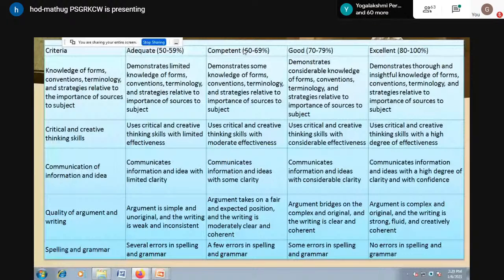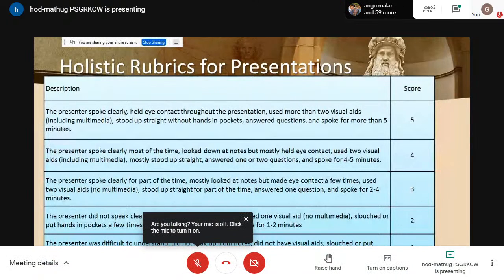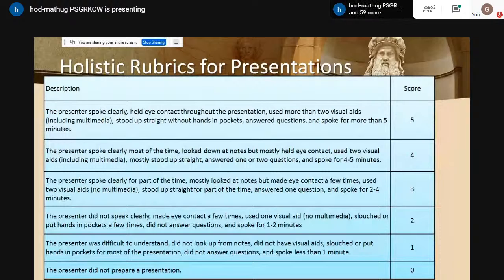So in the seminar session also, do we have rubrics like this? Seminar, if it is included for the internal component as 5 points, how am I going to go about this 5 score? The presenter spoke clearly most of the time, even if it is not for the entire period of 5 minutes. He has looked down at notes sometimes, but mostly he has delivered his lecture without any notes, and he has tried eye contact most of the time. He has used 2 visual aids and mostly stood up straight, answered 1 or 2 questions, and spoke for 40 minutes. Then I will give the score as 4.